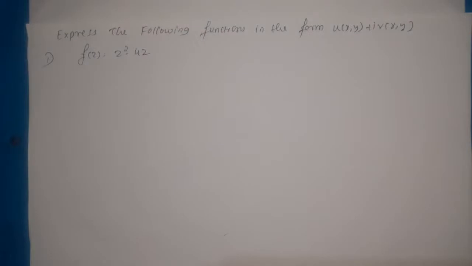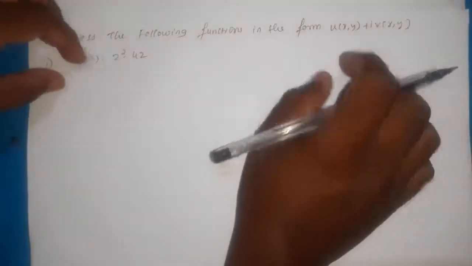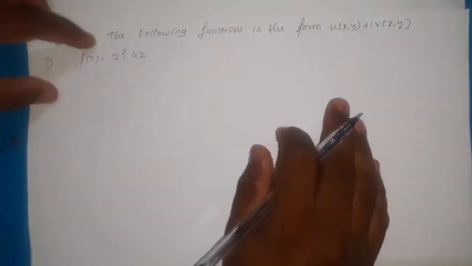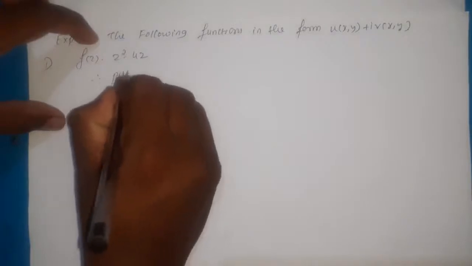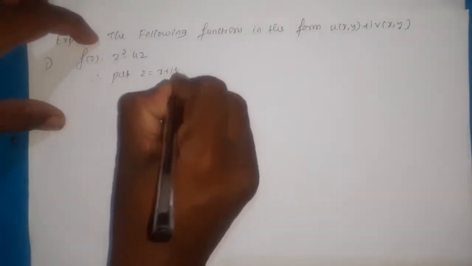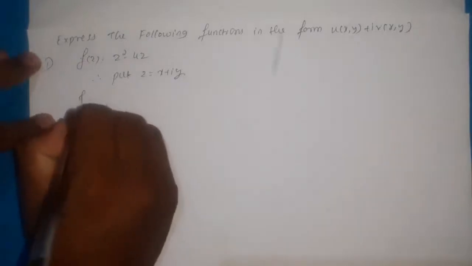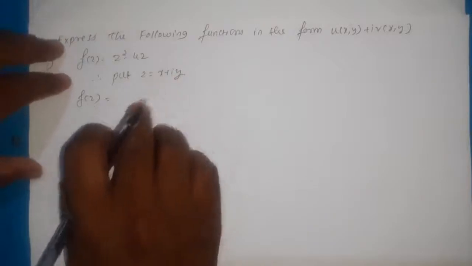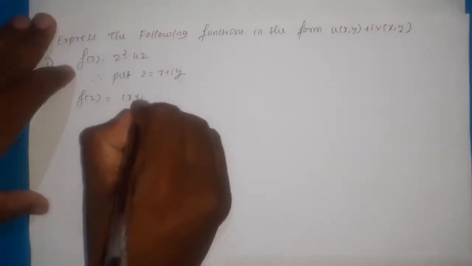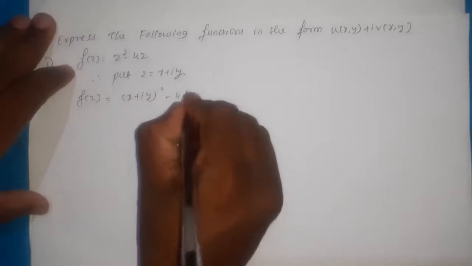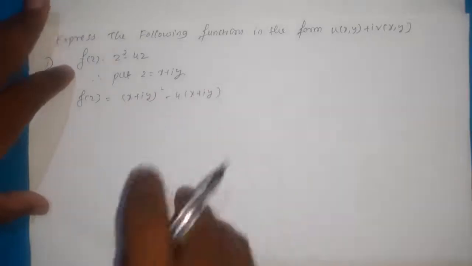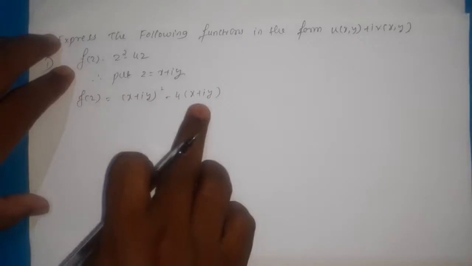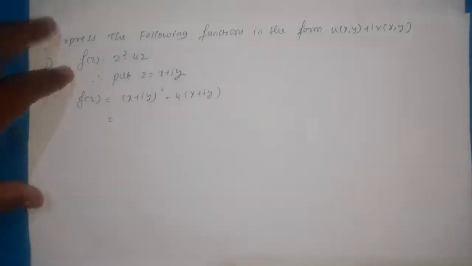To express the function of a complex variable as u of x comma y plus i into v of x comma y, we need to substitute z is equal to x plus iy. So put z equal to x plus iy. Then f of z is equal to z square minus 4z, which becomes x plus iy whole square minus 4 into x plus iy.